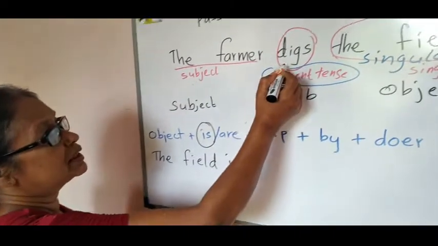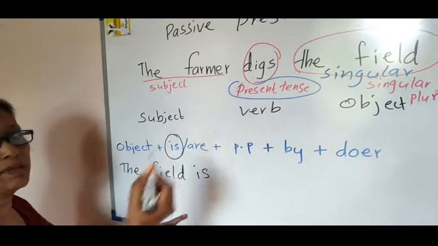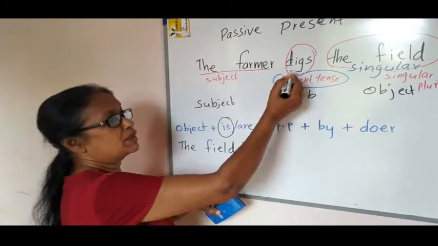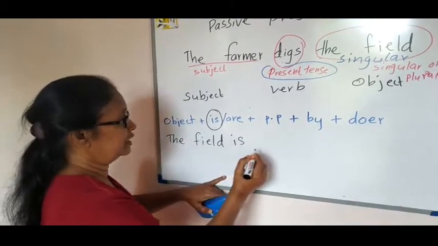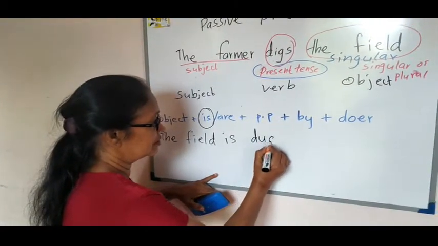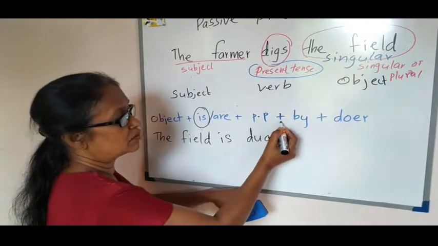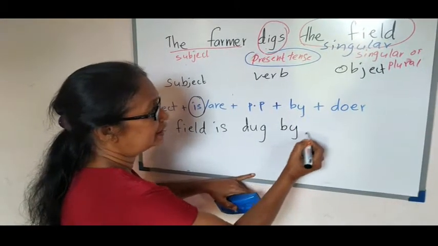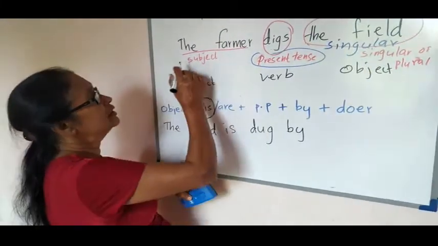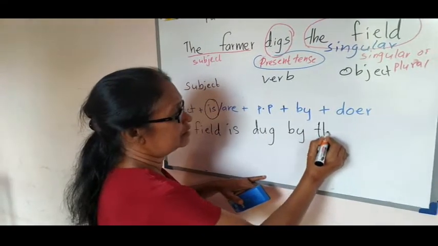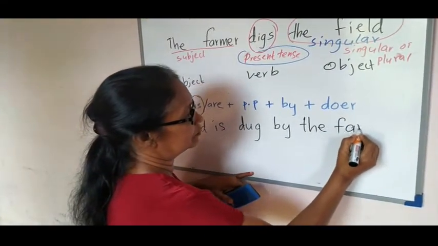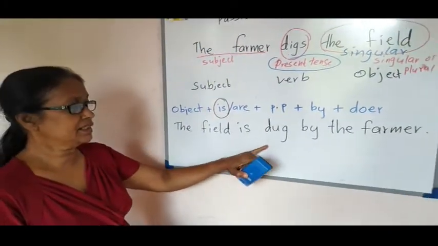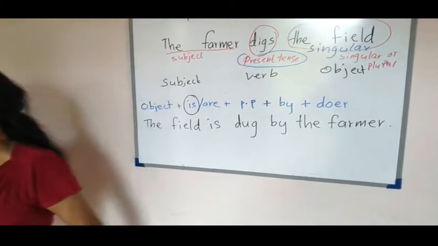Then what is the verb? Digs. What is the past participle of dig? It is dug. The field is dug. Then you have to put by, then the doer. Who is the doer? The farmer. The doer is the farmer. Okay? The field is dug by the farmer.